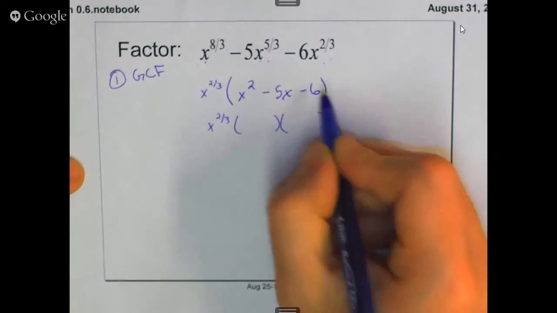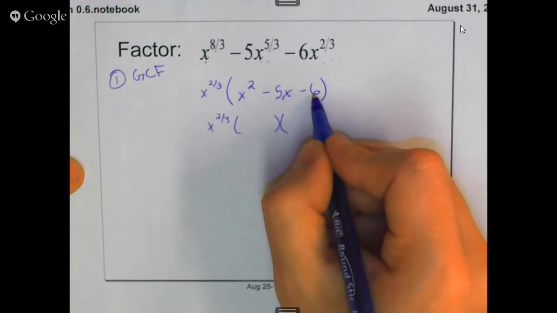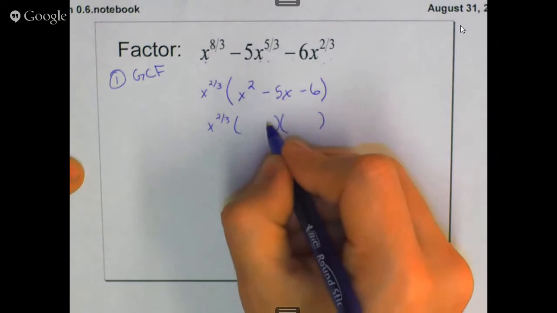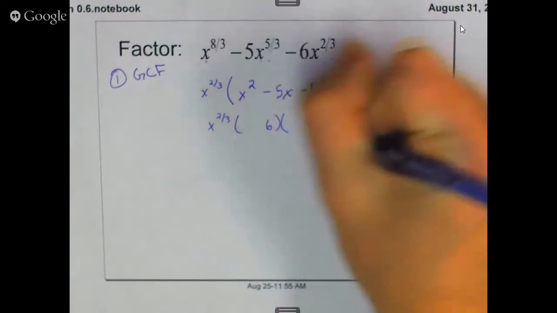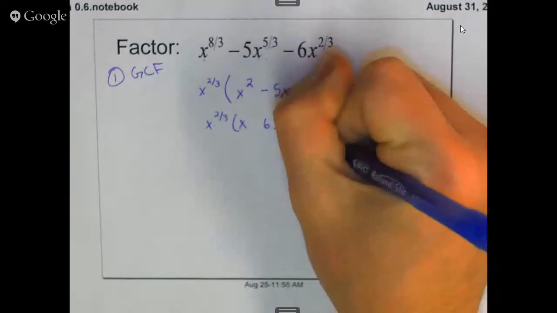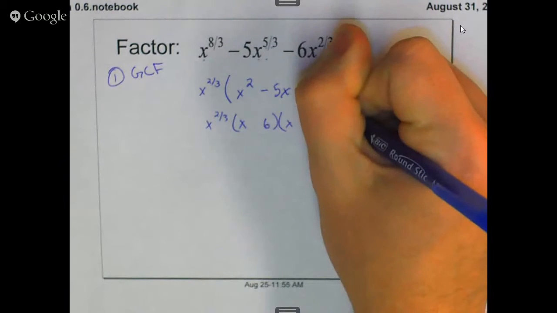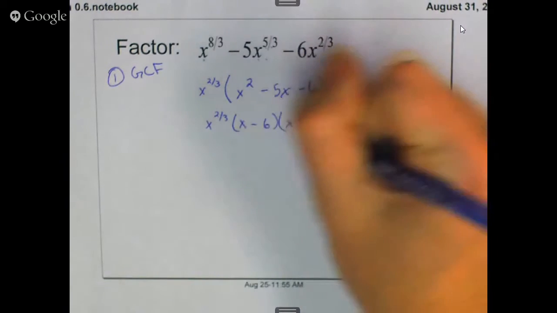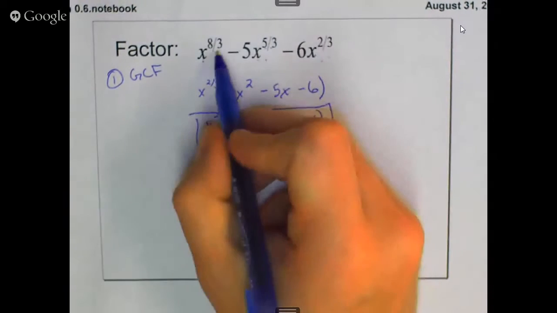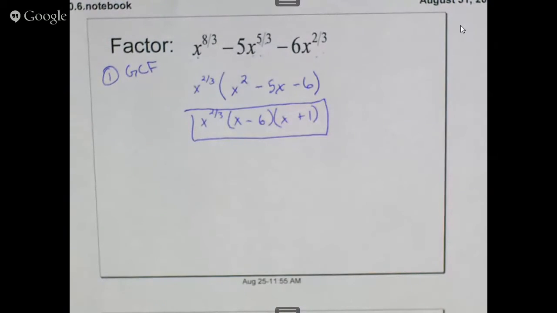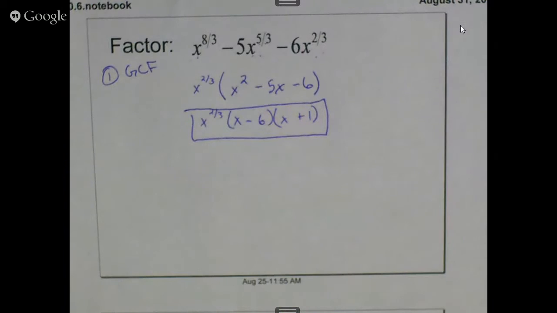Factor this again. Factors of 6 that subtract to 5. Excuse me. That's 6 and 1. X and x. Signs are different, and the bigger one is negative. So just because I added fractions in the exponent does not change your process of factoring. Still GCF and still look for those factors.